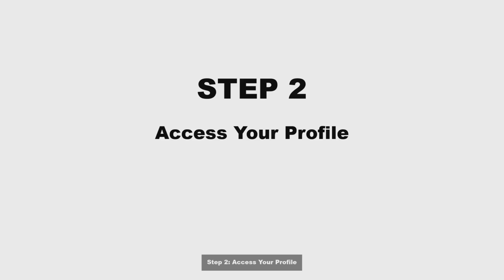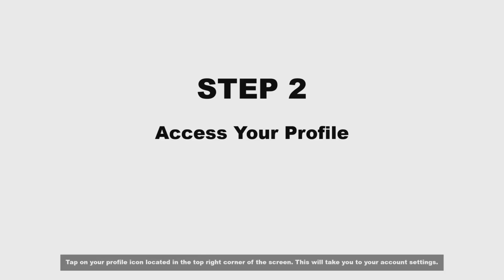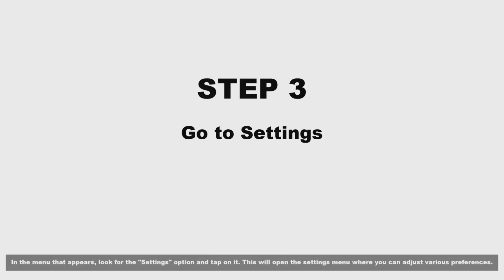Step 2. Access your profile. Tap on your profile icon located in the top right corner of the screen. This will take you to your account settings. Step 3. Go to Settings. In the menu that appears, look for the Settings option and tap on it. This will open the Settings menu where you can adjust various preferences.